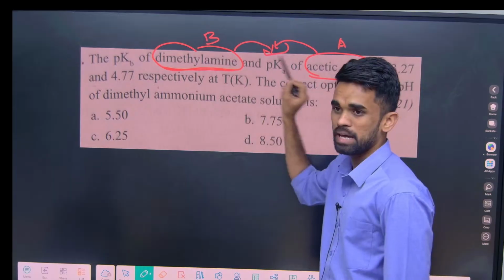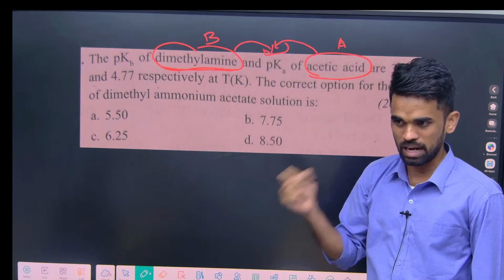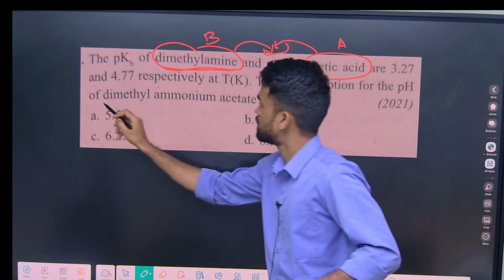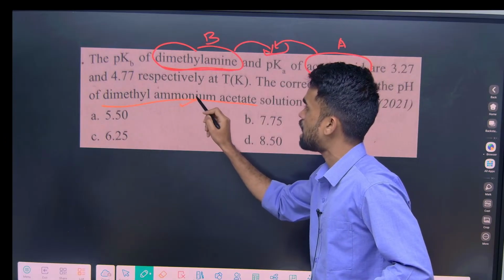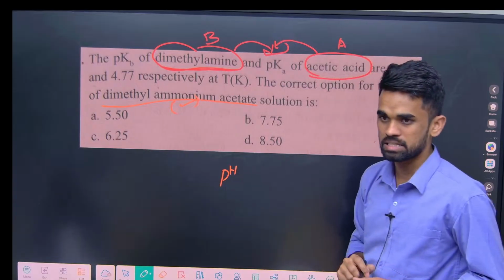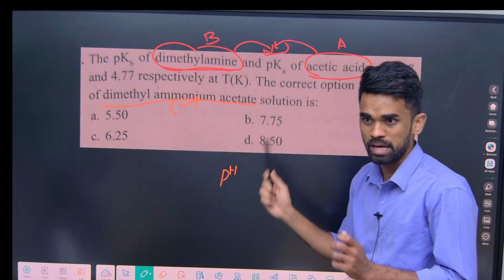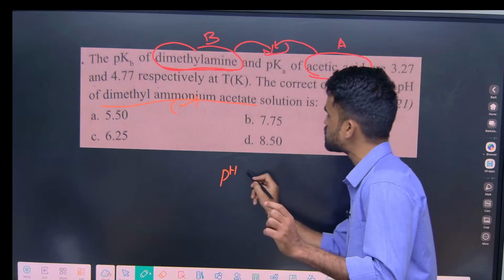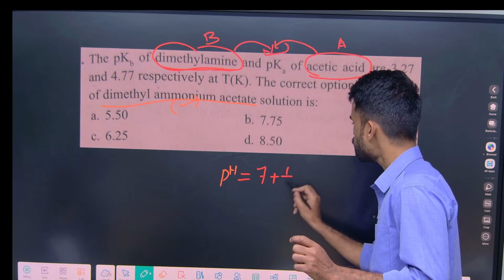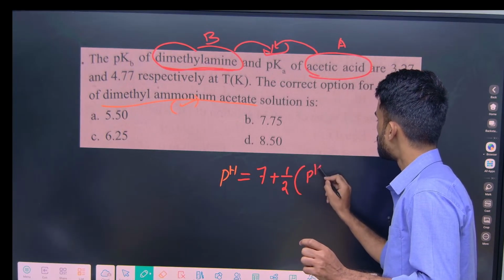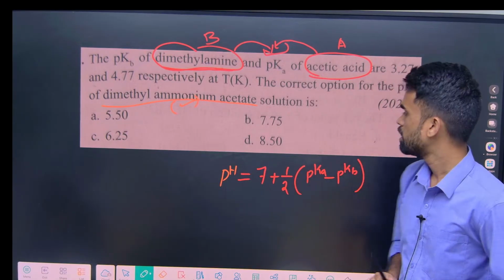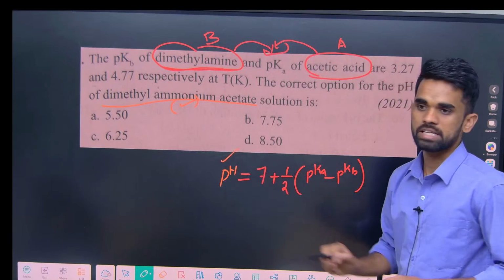See, an acid and base react to form salt plus water, like that we know. So when this dimethylamine and acetic acid are combined, we are going to get dimethyl ammonium acetate. This is the salt formed. Now they are asking what the pH of this salt solution is. Whenever we are mixing a weak acid and a weak base, just use this formula: pH is equal to 7 plus half into pKa minus pKb. From this you are going to get your pH value.